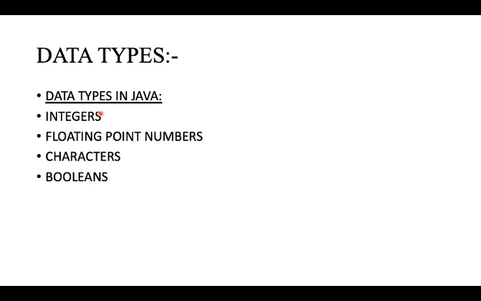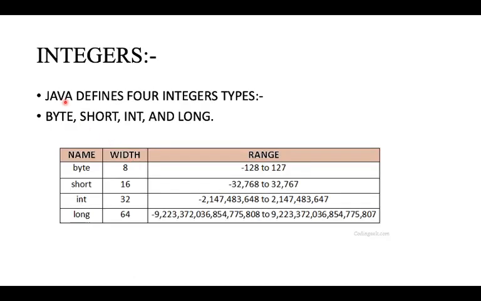There are four main primitive data types in Java. Those are integers, floating point numbers, characters, and booleans. Integers are nothing but non-fractional values. Java defines four integer types: byte, short, int, and long. Here are the details about the width and range of the particular data types.